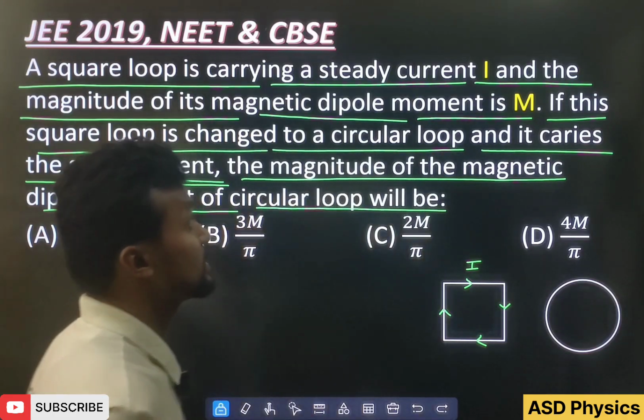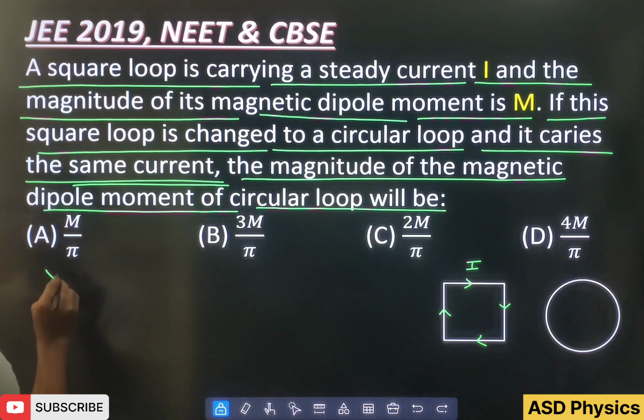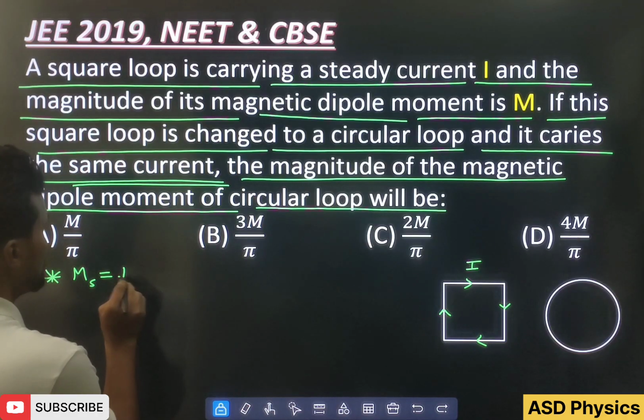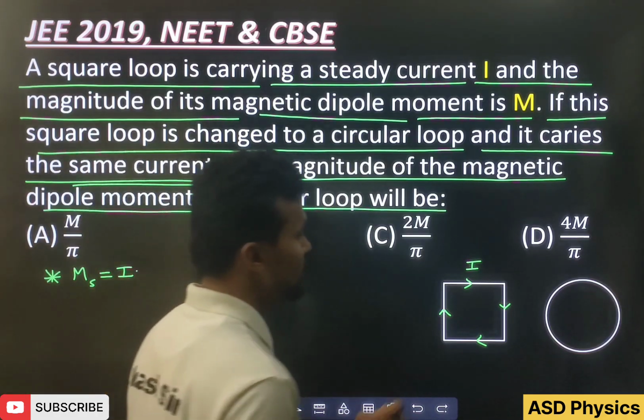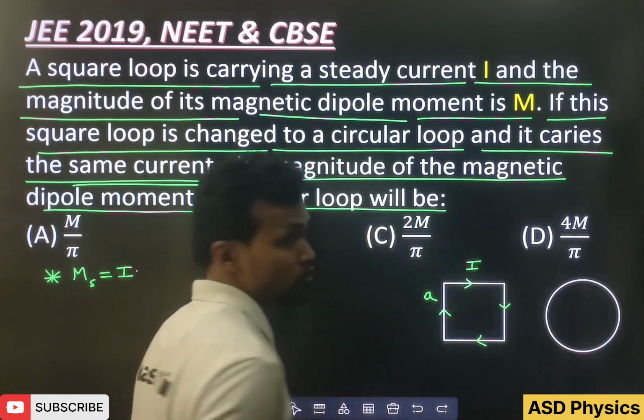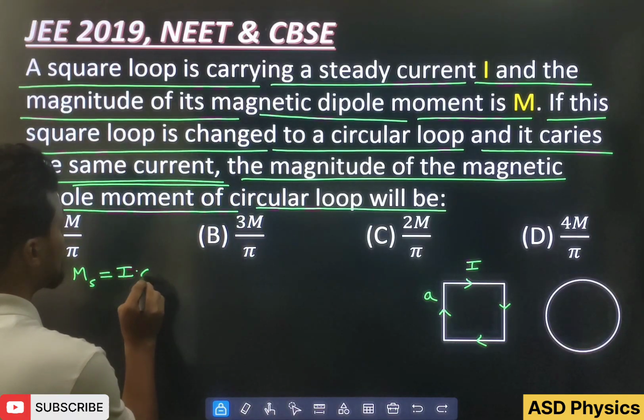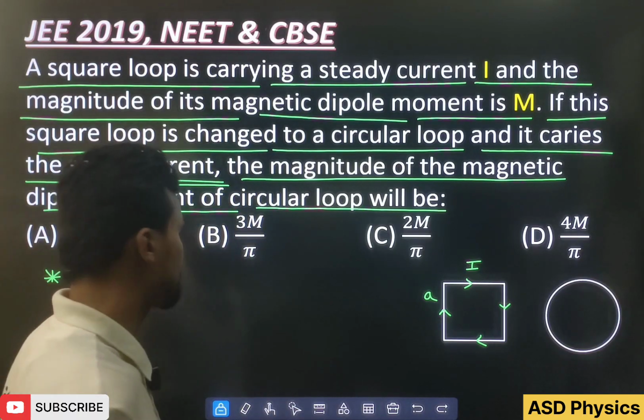In this situation, the magnetic moment of this square will be how much? Number of turns is 1 only, so I into area. Let's take the side of this square as A. So what is the area? This will be M S equal to I A square. We have got it.